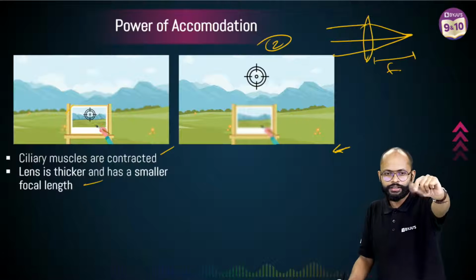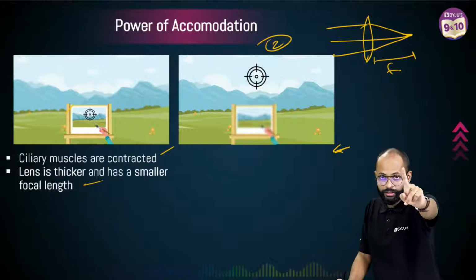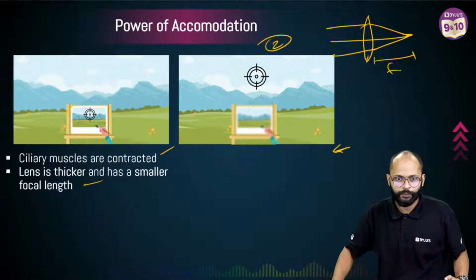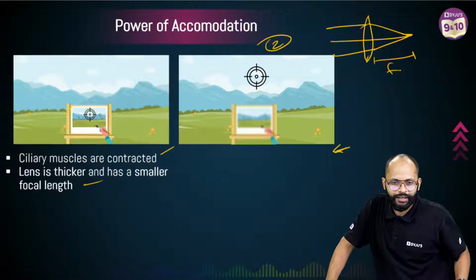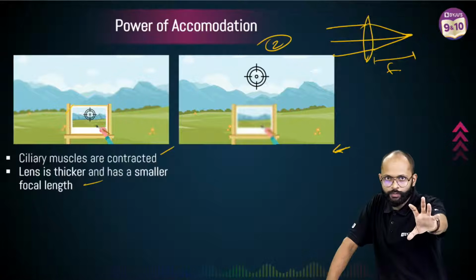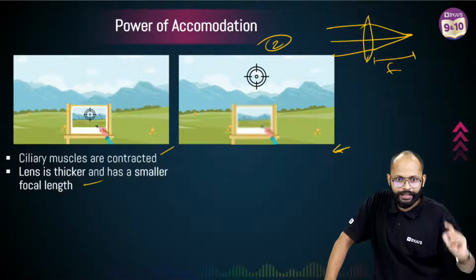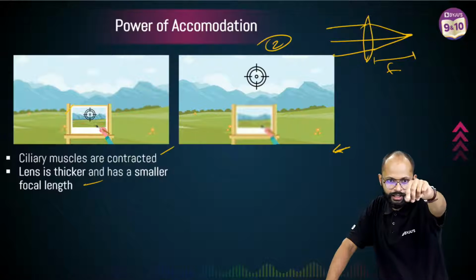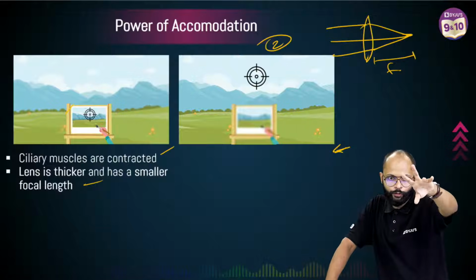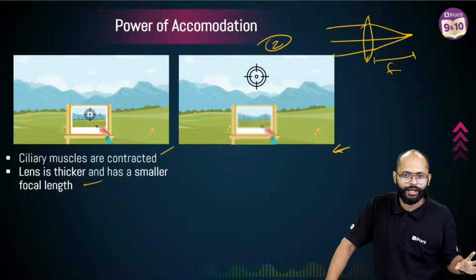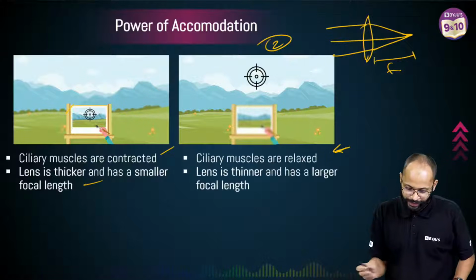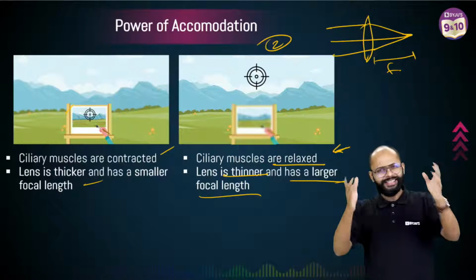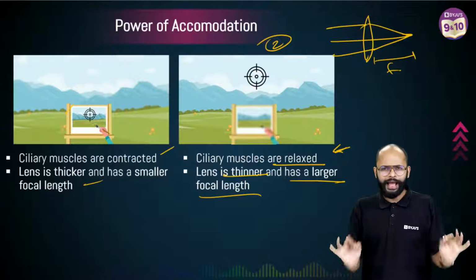Is the lens thick or thin? And tell me the focal length also. The lens is dash, the focal length is dash. Come on, tell me. The first image is telling you that you are watching a nearby object. The lens is thin and the focal length is longer. Very good. Ciliary muscles are relaxed, the lens is thin and has a larger focal length. So easy, everything is easy. Just take time, relax, don't panic.